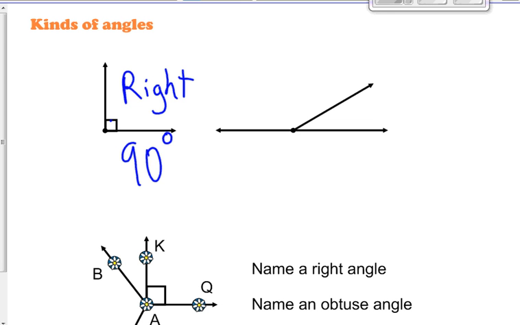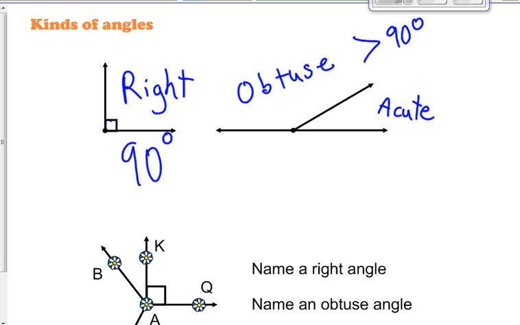Our other two types of angles would be our obtuse angle, which is going to be greater than 90 degrees. And then you have your acute angles, which is going to be less than 90 degrees. So any angle that fits those measurement rules in terms of degrees is going to fit with this idea.